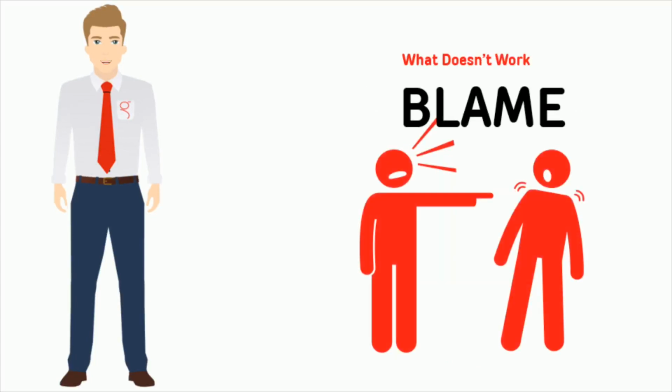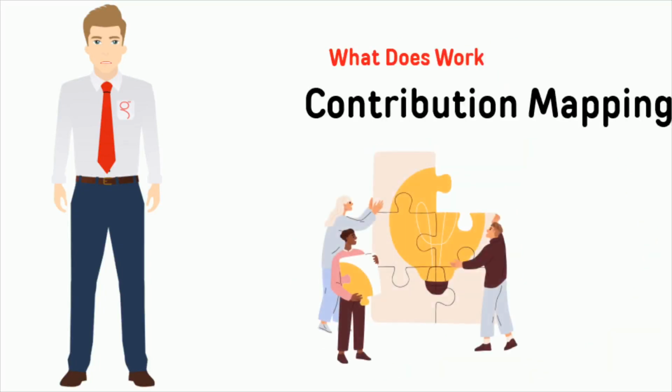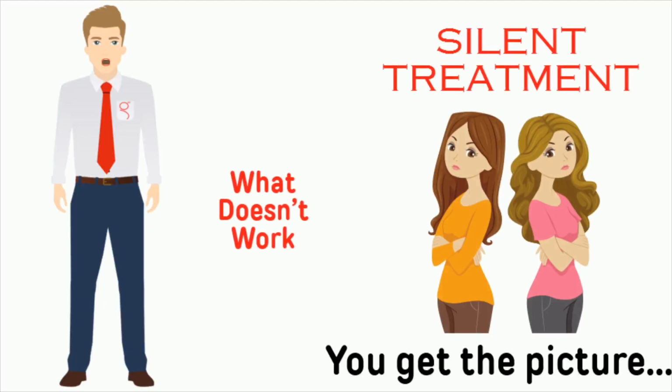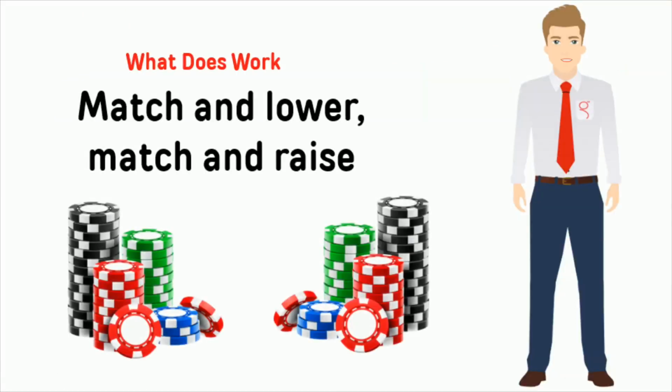Likewise, assigning blame is counterproductive and tends to be ineffective. What proves effective is discovering a new solution grounded in areas where ideas overlap and agreement exists. Contribution mapping can be similarly effective, as it establishes the extent of influence each party should have based on their respective contributions. The silent treatment, or avoiding discussions, is also ineffective in conflict resolution. Matching the other person by raising the offer or lowering the demand can be an effective strategy to resolve conflicts.